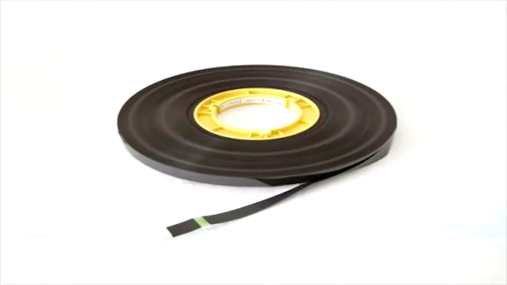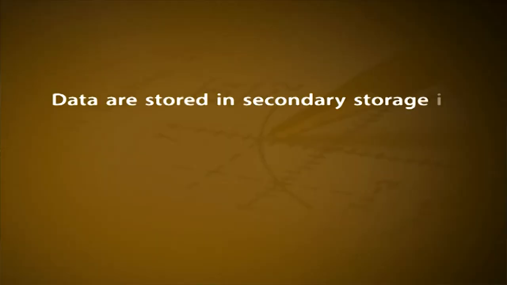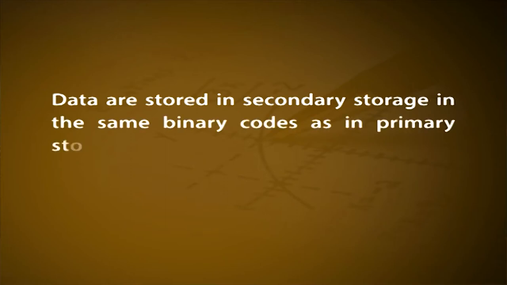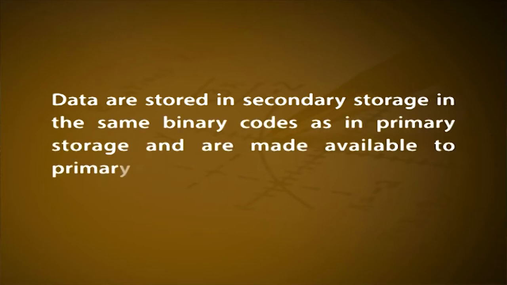For the earlier systems, punched paper tapes and punched cards were used. But the popular ones today are magnetic tapes, magnetic disks, optical disks, and memory storage devices. Data are stored in secondary storage in the same binary codes as in primary storage and are made available to primary storage as needed. A major disadvantage of mass storage systems is that they typically require mechanical motion and therefore require significantly more time to store and retrieve data than a machine's main memory.